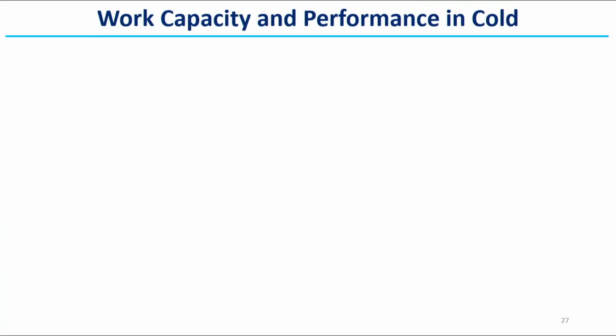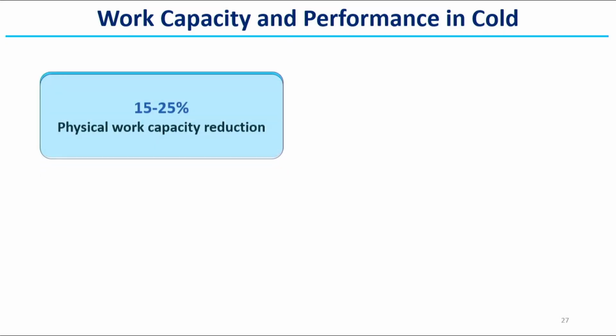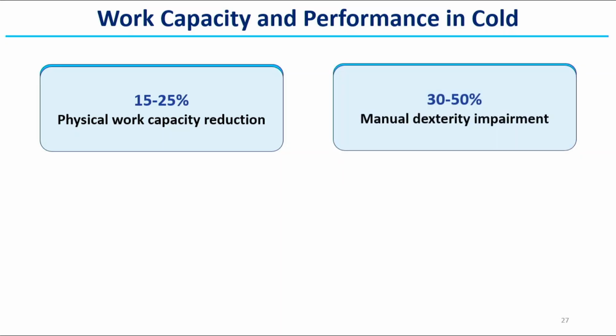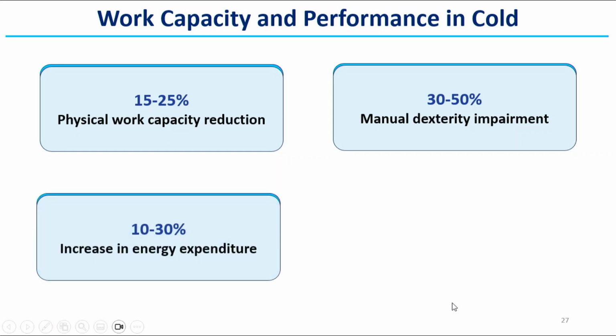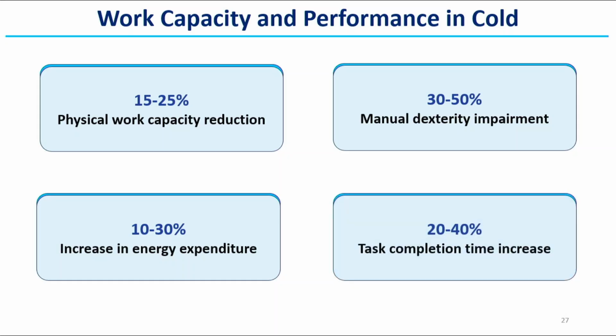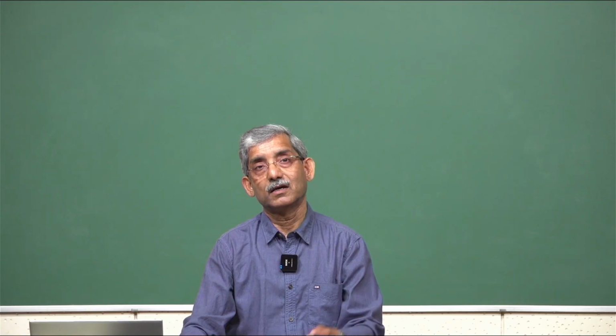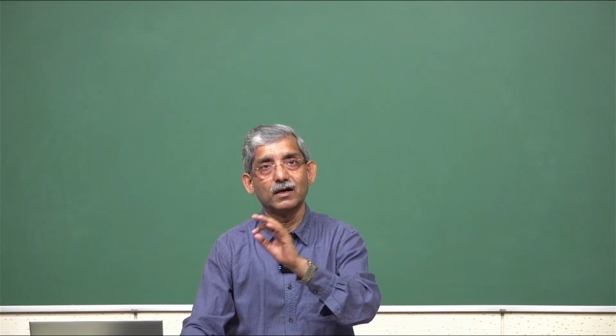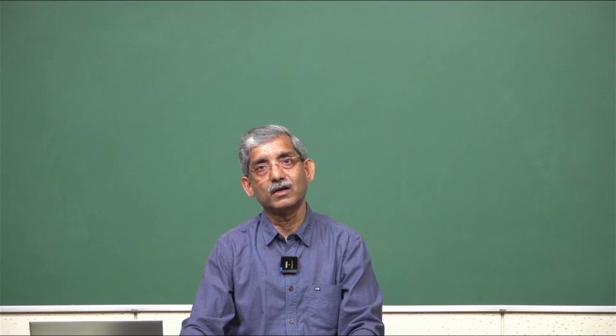Work capacity and performance in cold: 15 to 20% physical work capacity reduction, 30 to 50% manual dexterity impairment, 10 to 30% increase in energy expenditure, and 20 to 40% increase in task completion time. So, these are the different effects in extreme cold conditions, and a person can perform normally if we can protect him from the extreme cold.